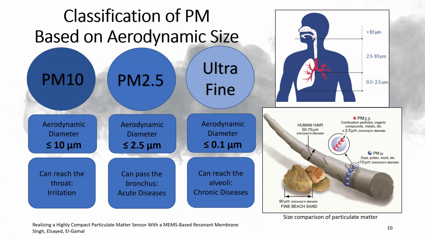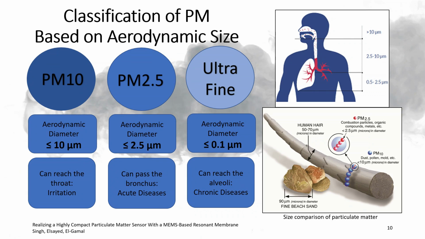And the last category is the ultrafine particles. These are the extremely small particles and the most harmful ones. They have aerodynamic diameter less than 0.1 micron. They can penetrate deep into your skin. They can also enter your bloodstream. They can reach the deeper parts of your lungs and can cause chronic diseases. In this diagram down here, we have a size comparison of a human hair with PM2.5 and PM10. So human hair is mostly 50 to 70 microns in diameter. So compared to this, PM10 and PM2.5 are almost invisible to the naked eye.